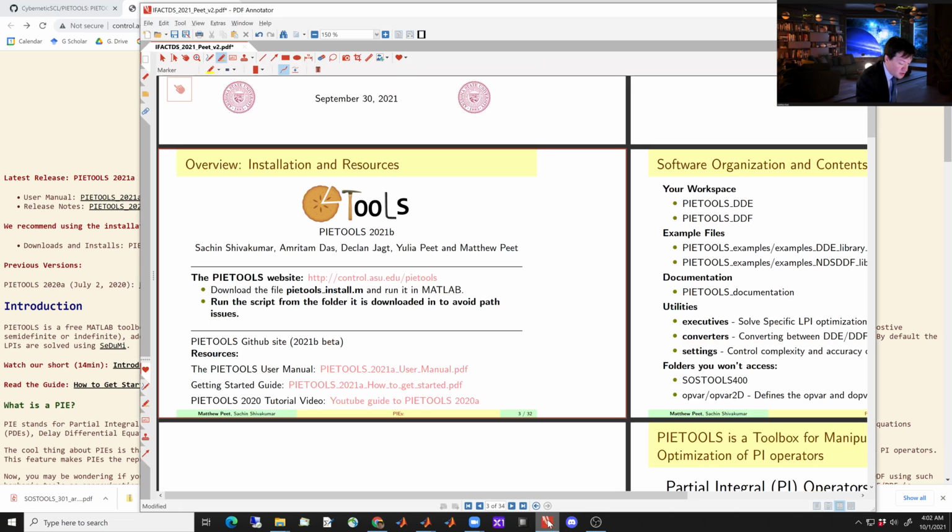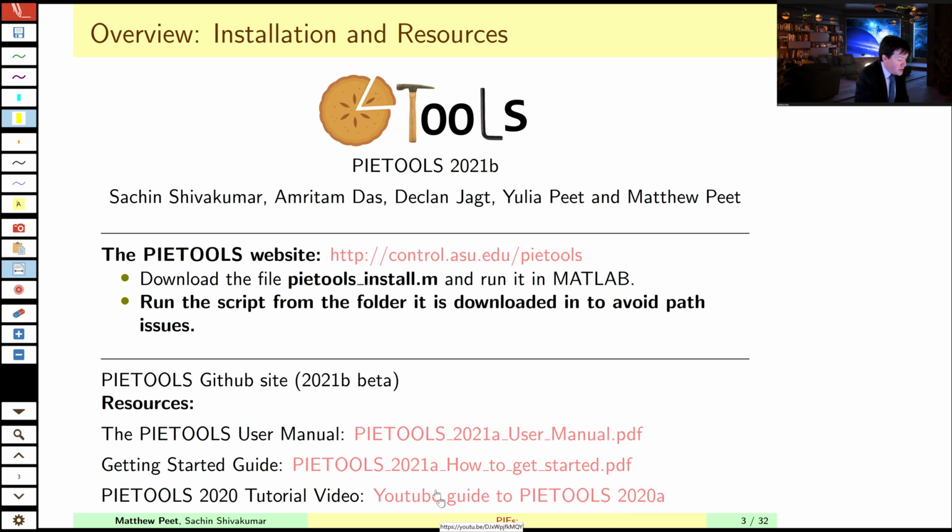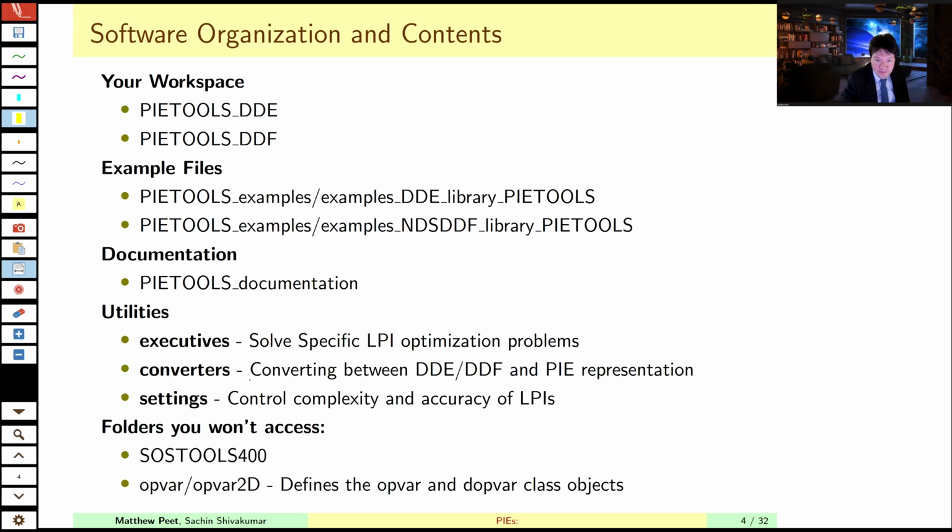So if we go back to the presentation, those are all here. In addition, we of course have the GitHub site where the 2021B is currently located. We also have a MATLAB add-on manager package, so you can go to the add-on manager in MATLAB and also download it that way. So this is just a brief introduction to the structure of PIETOOLS.